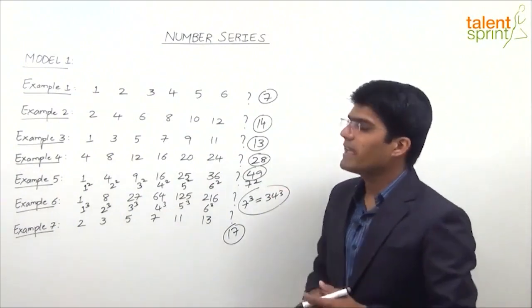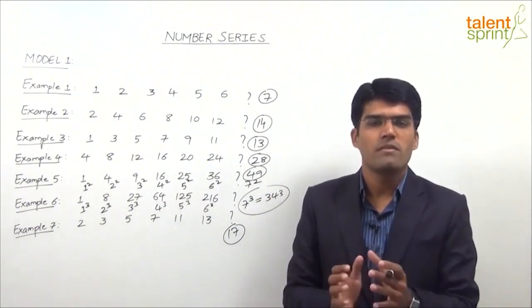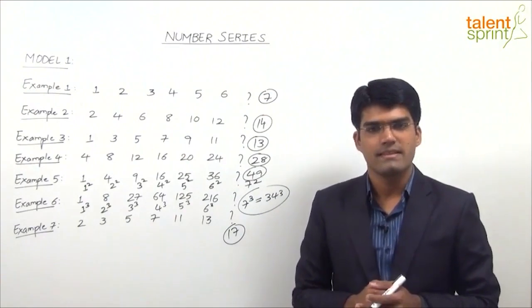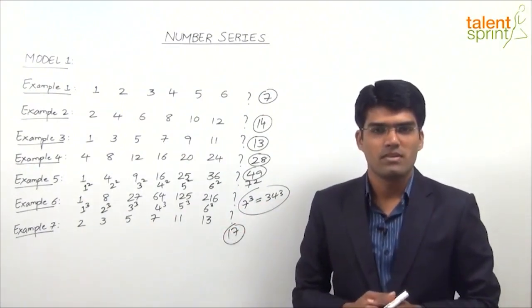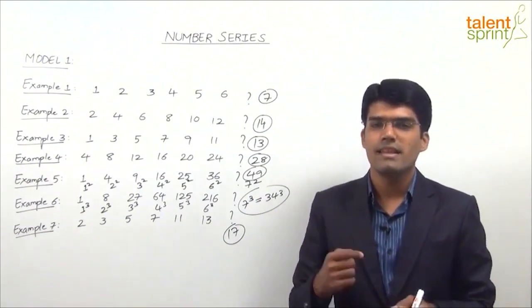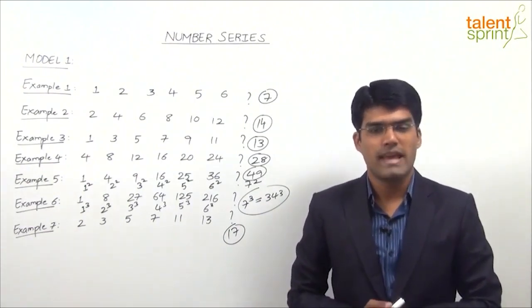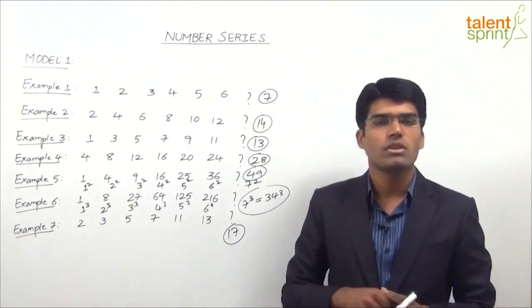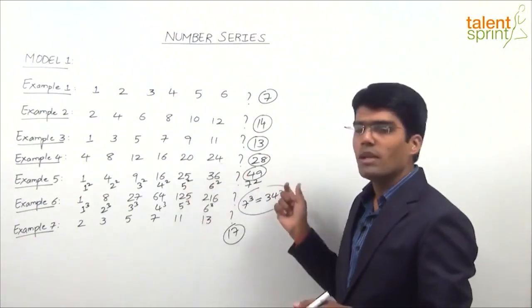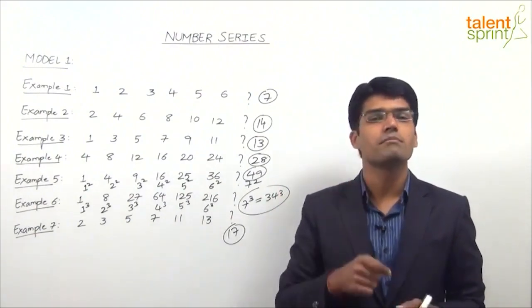So these are some of the examples from model number 1 where we have discussed various trivial series. And as you can see, the logic here is very simple to observe. So it's just about understanding the logic there and finding out the missing number. And as I've already mentioned, the other type of question that can be asked here is finding out the wrong number, where the series will be given and we are supposed to find out which of the numbers is wrong.